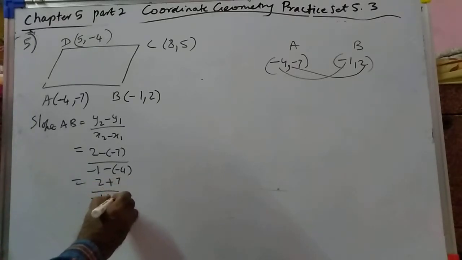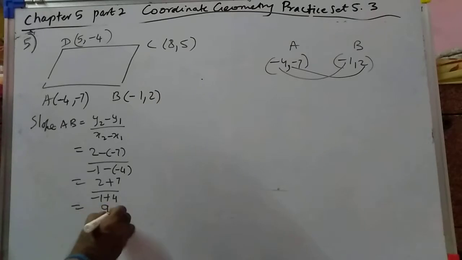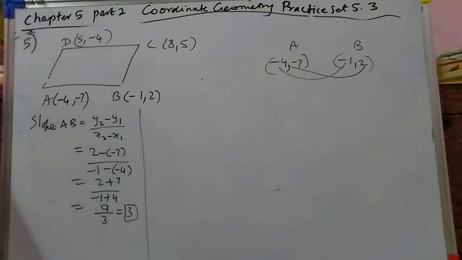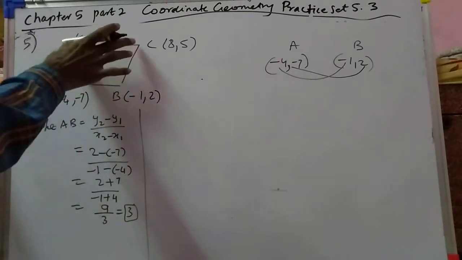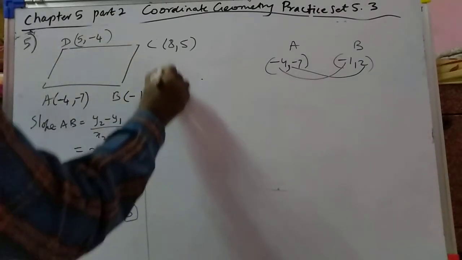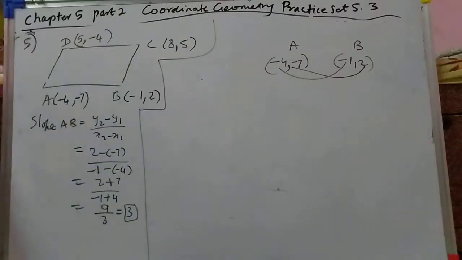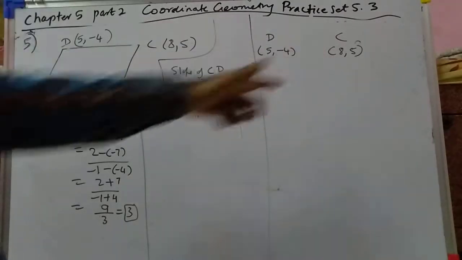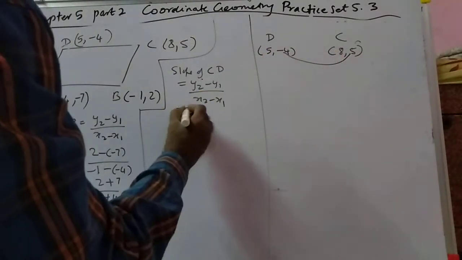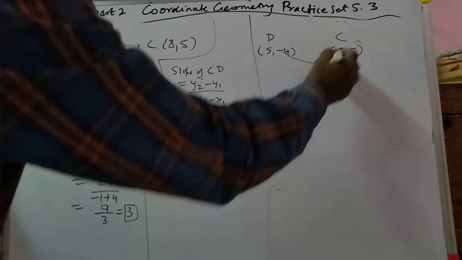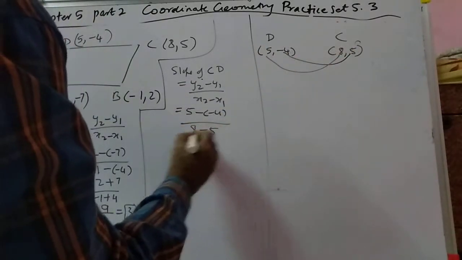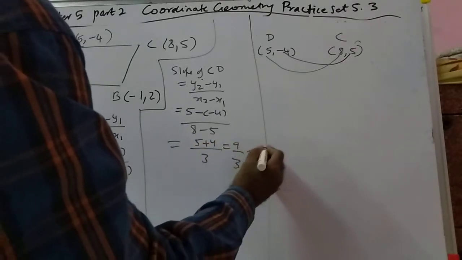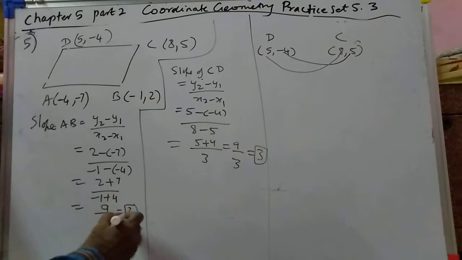Minus 1 plus, that will become 9 upon 3. Okay, now let us calculate for CD. C and D are given, subtract it. Five plus four upon 3, 9 by 3. That is 3. So it is coming equal.